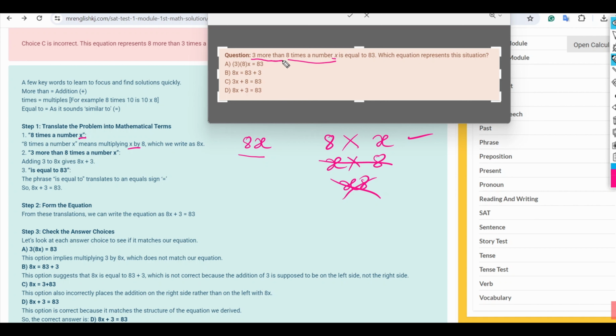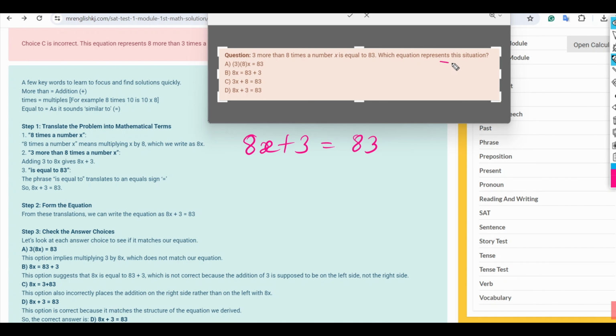Then it says 3 more than 8 times x, meaning more than. So we plus 3. As you can see here in the second portion, 3 more than 8 times a number x is 8x plus 3. The third point says equals to. Now it is equals to 83, meaning 8x plus 3 equals 83. So this is our equation. Okay, let me rewrite. So this we have gotten. Now we need to know which equation represents this situation. So out of these all 4, which represents this one?